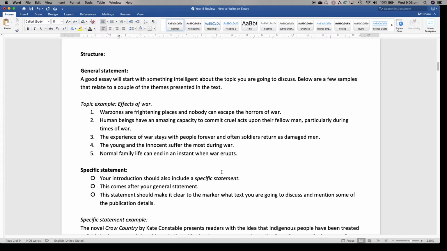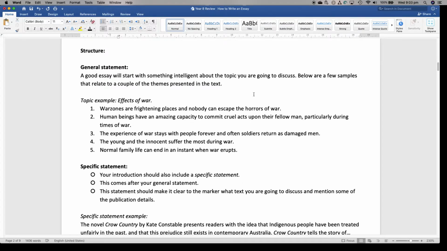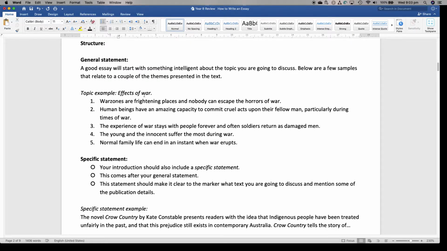Let's have a quick look at the sample that we've provided for you. First of all, we know that a general statement has to be this light introduction to the topic, and there's quite a few samples that we have here. The first one is, war zones are frightening places and nobody can escape the horrors of war. You can see in that example there is no link to the question. There is no reference to the wording of the question, and there's no mention of the text, the title, or any of the characters. The second one, human beings have an amazing capacity to commit cruel acts upon their fellow man, particularly during times of war.